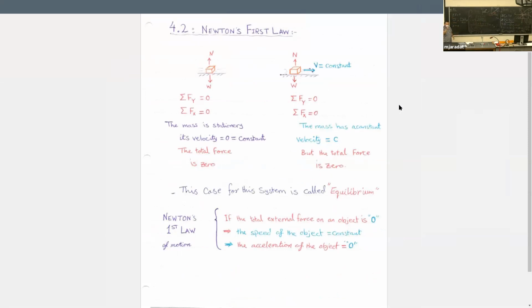The moving object, not on the ground, not here. If I move this, it will stop after a while because of the friction force. But in space, if I push any object, it will just keep moving at constant speed in the same direction. There is no change in direction. So these objects with acceleration equal to 0 obey Newton's first law. The law of balance or equilibrium. It is Newton's first law.